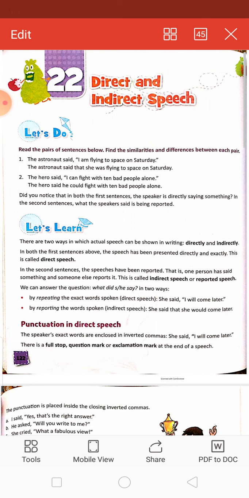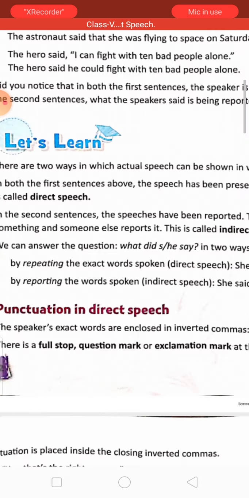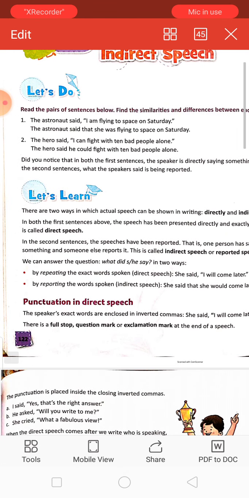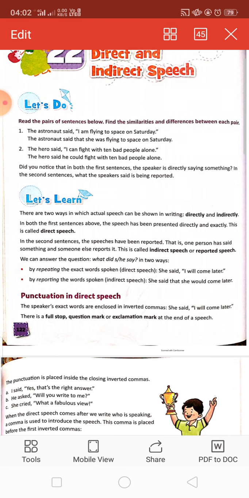What is direct speech and what is indirect speech? Now I am talking with you. I am telling you, students, take out your book, open page number 122, chapter 22. And now your mother came and asked what your teacher is telling. Now you will tell your mother. When I am talking with you, that is direct speech. I am telling you to open page number 122 and chapter 22.